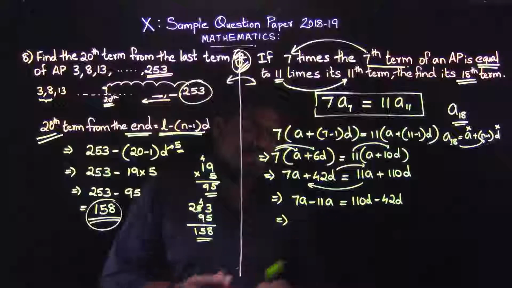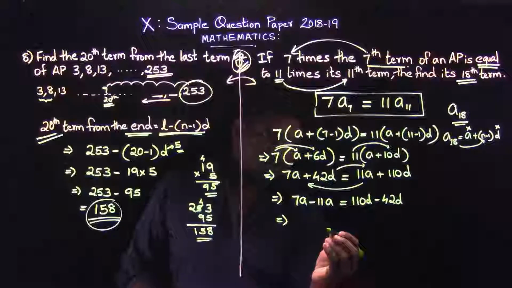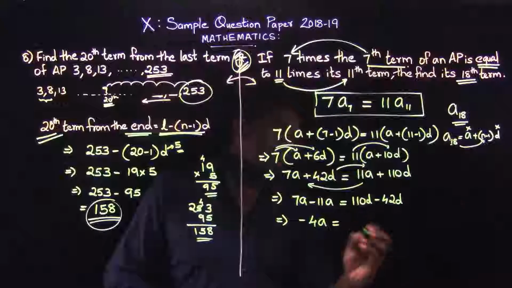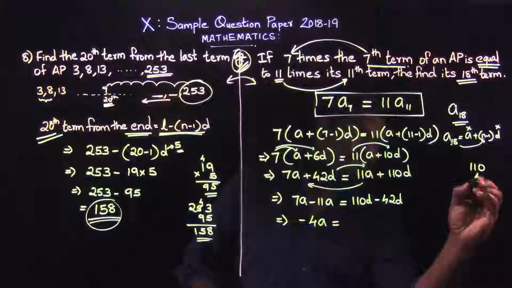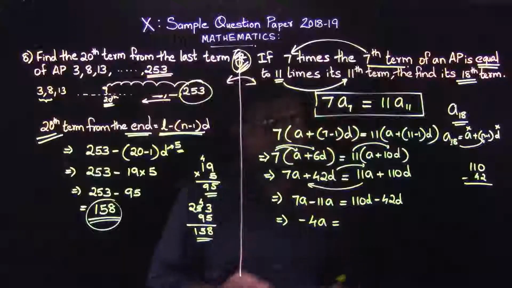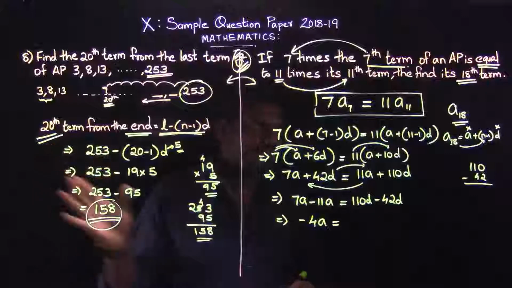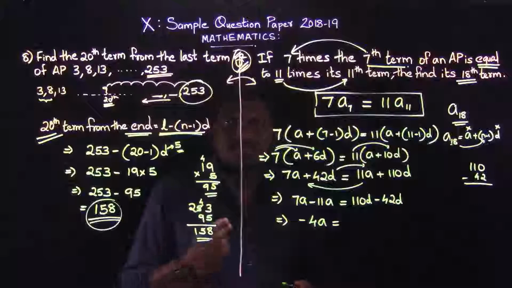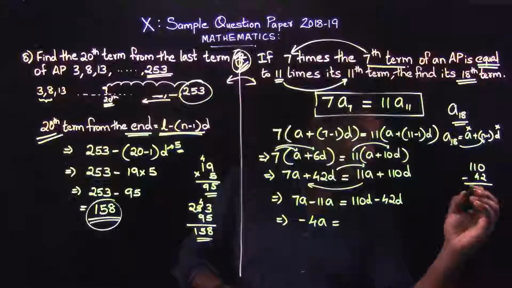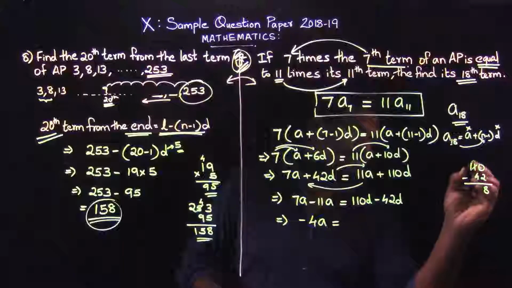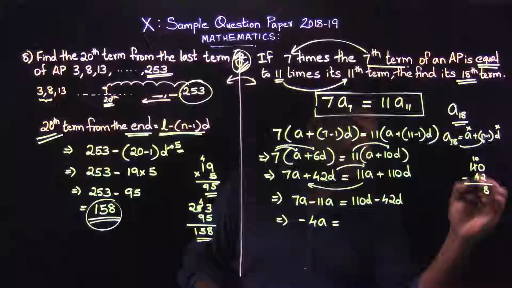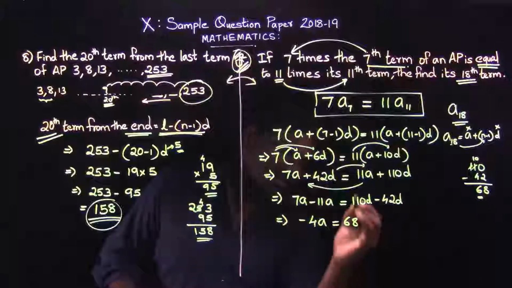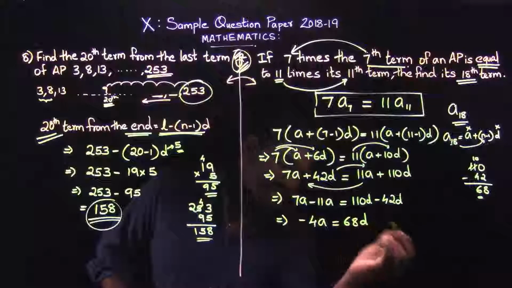Then 7a minus 11a is going to be minus 4a, which is equal to 110 minus 42. Even for me, I don't keep anything in my mind, I just keep it very fresh and subtract it, no matter how small or how big it is. You need to be very sure of what you're doing. 10 minus 2 is 8, then 0 becomes 10, 10 minus 4 is 6, so this is 68. So you have 68d here.